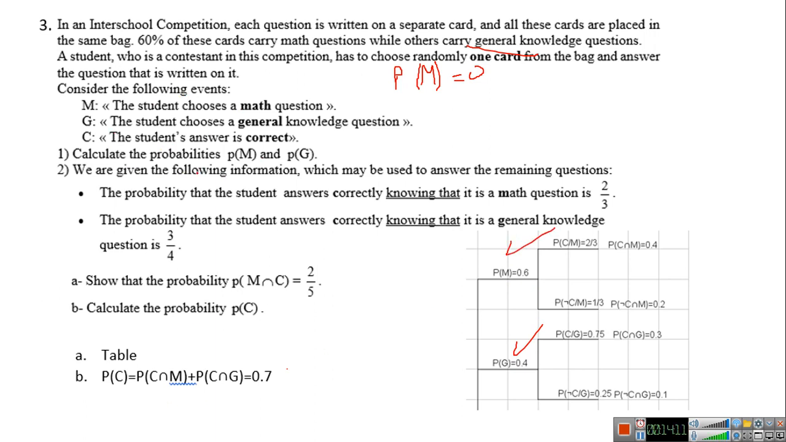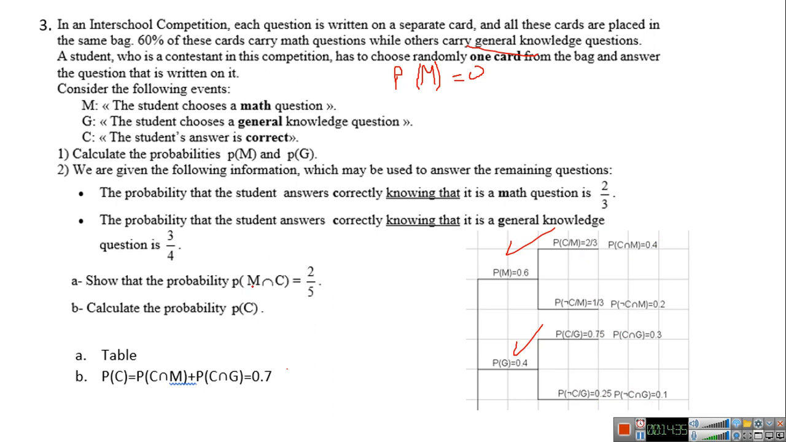We are given information which we may use to answer the remaining questions. The probability that the student answers correctly, knowing that it is math, is 2 over 3, so the complement is 1 over 3. The probability that the student answers correctly, knowing that it is general knowledge, is 0.75, so the complement will be 0.25. So here you do the product, it's 1.